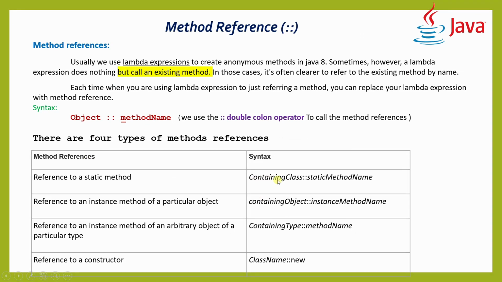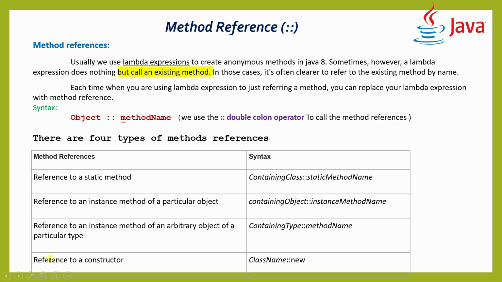Whenever we have a static method, we need to call it with the class reference. We have seen that example just now. Whenever there is a reference to an instance method, it is in a containing object. Instance methods means to execute that program, we need the instantiation of the object. That means we use the object reference and the instance method name. Reference to an instance method of an arbitrary object of a particular type means sometimes your requirement is an explicit type, like string, integer, float, double, any wrapper classes we can use here.